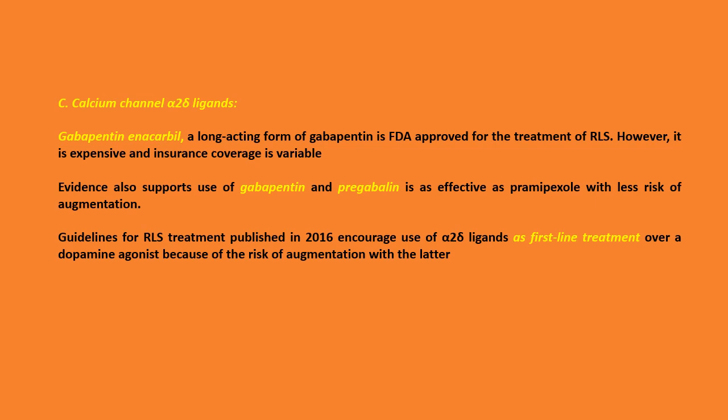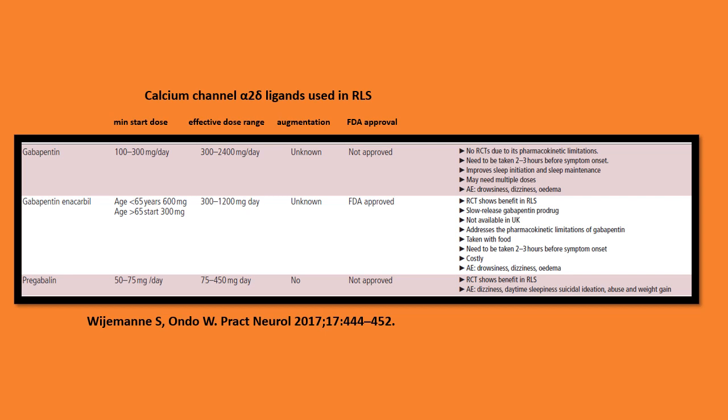Guidelines for RLS treatment published in 2016 encourage the use of alpha-2 delta ligands as first-line treatment over a dopamine agonist because of the risk of augmentation with the latter. This is the dosing of the alpha-2 delta ligands that are used in RLS. Again, it is important to note the timing of the medication.